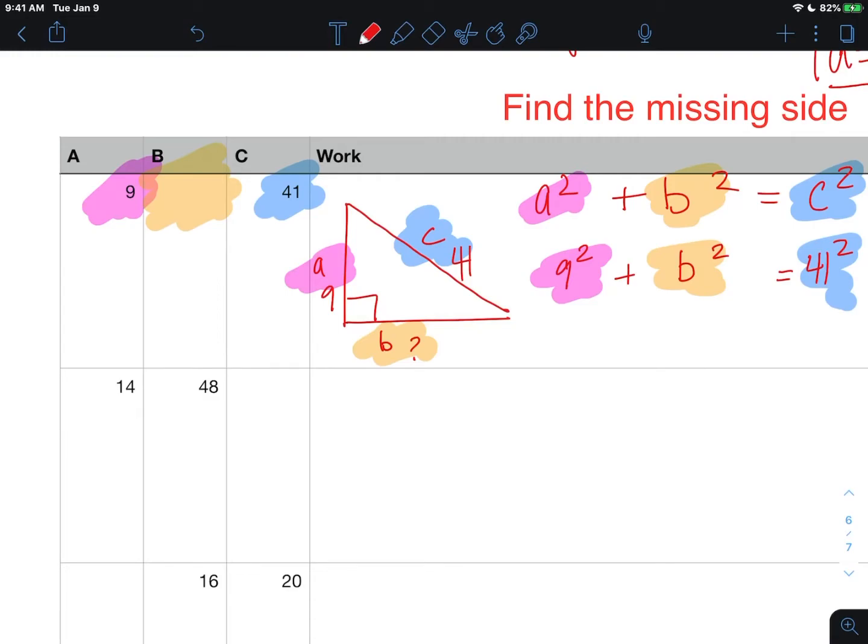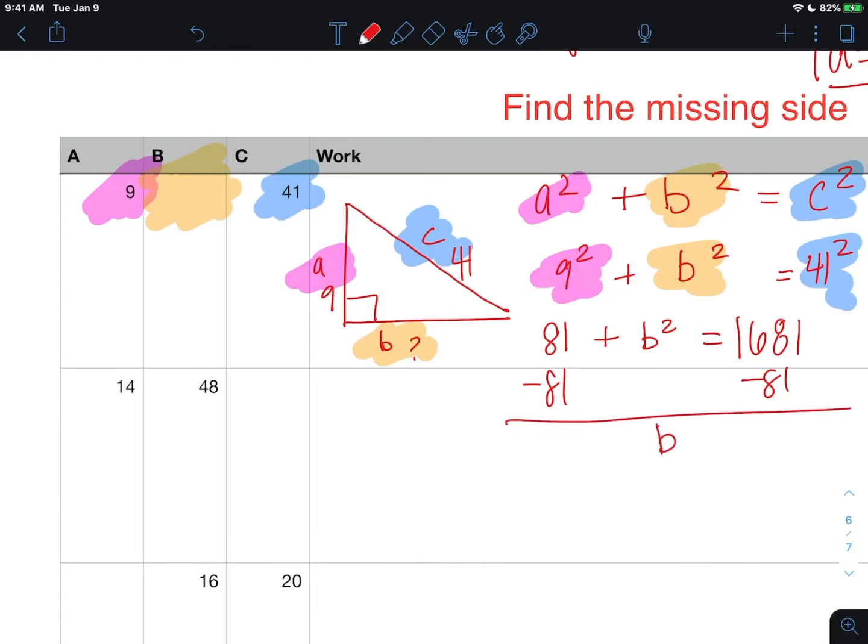Okay, we got that. So let's go ahead and start solving this. 9 times 9, 81, B squared. And 41 times 41, I'm going to need my calculator for that. 1681. So now I'm going to subtract my 81 from both sides. And I got B squared equals 1600.